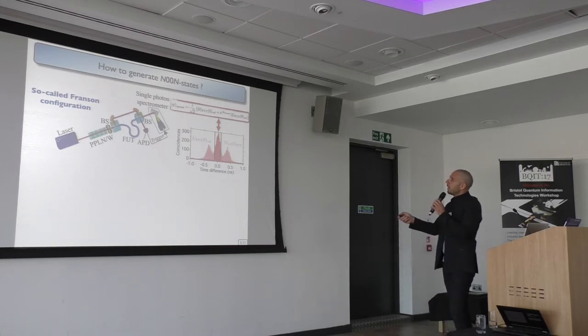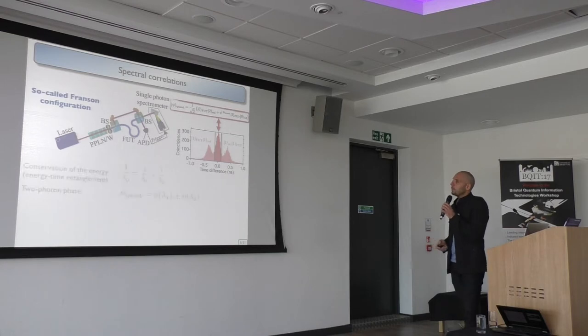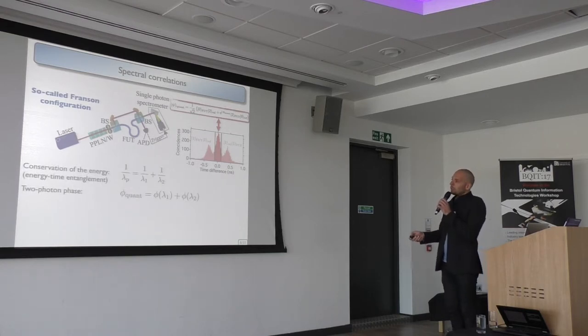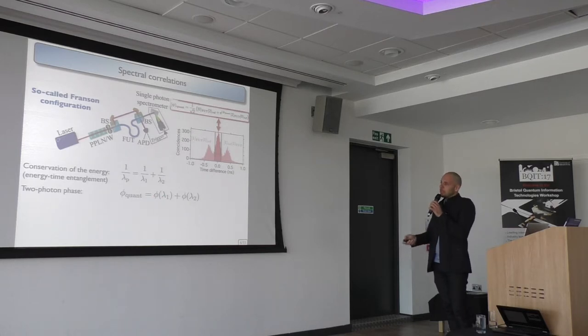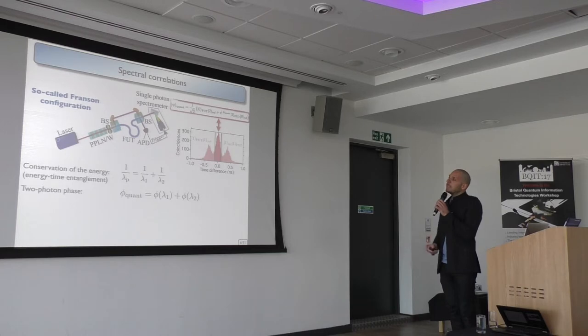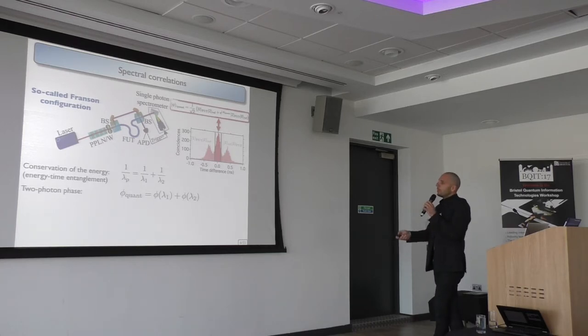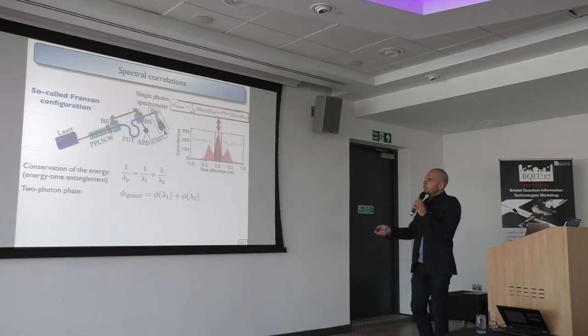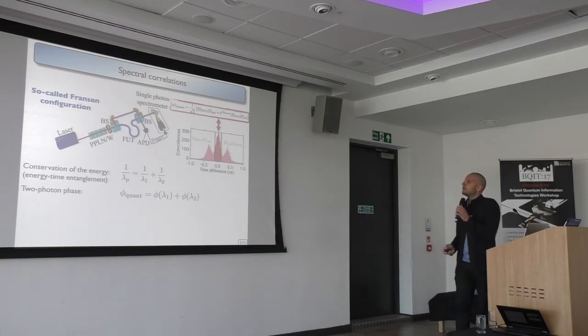And here you have access to the quantum phase, I would say, which is given by this equation. So the quantum phase is the sum of the phases, because you also have energy-time entanglement, which is created in the PPLN waveguide by spontaneous parametric downconversion. You have the quantum phase, which is the sum of the two phases acquired by the two photons that are at two different wavelengths, lambda 1 and lambda 2.